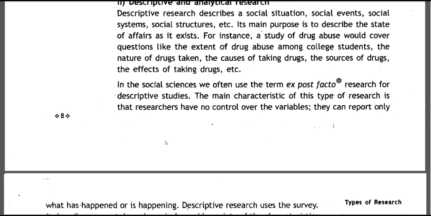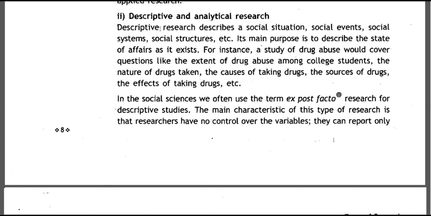Second, descriptive and analytical research. Descriptive research describes a social situation, social events, social systems, social structures, etc. Its main purpose is to describe the state of affairs as it exists. For instance, a study of drug abuse would cover questions like the extent of drug abuse among college students, the nature of drugs taken, the costs of taking drugs, the source of drugs, the effects of taking drugs, etc.